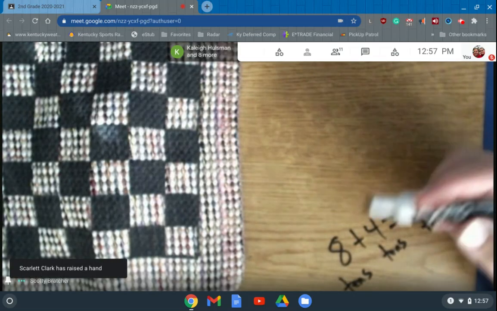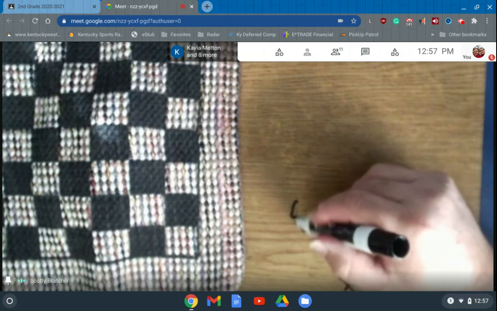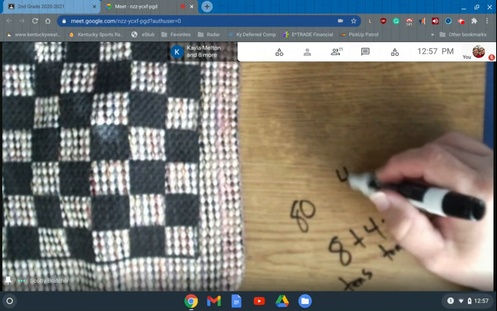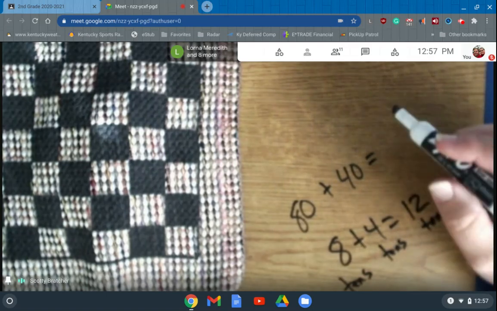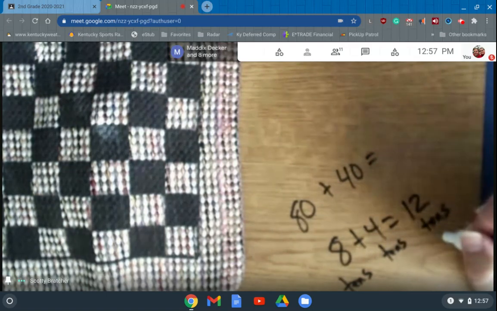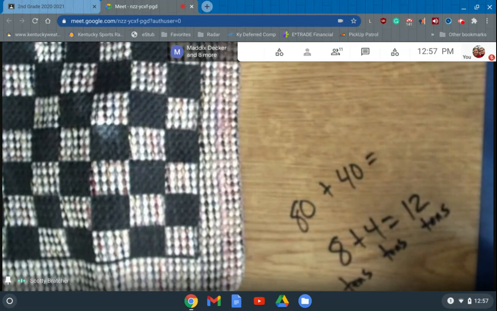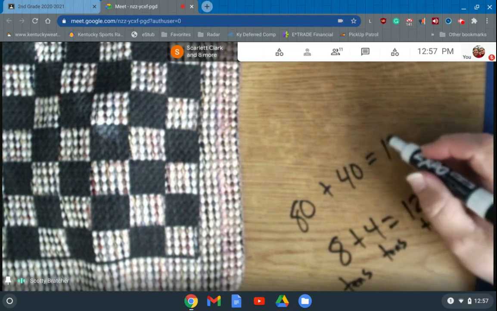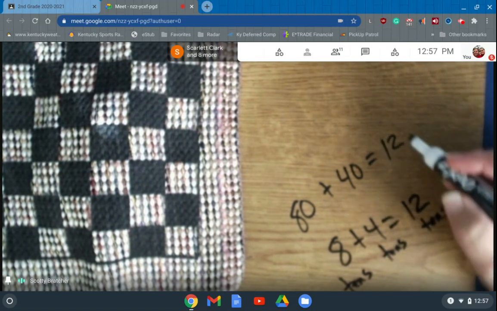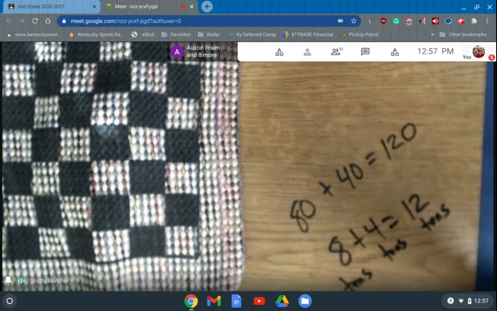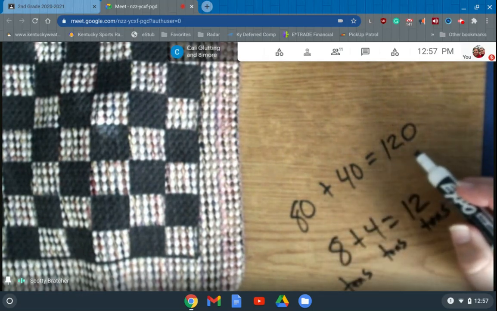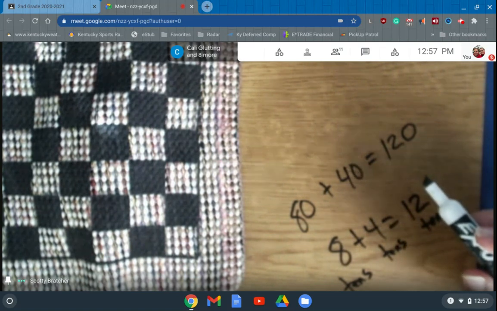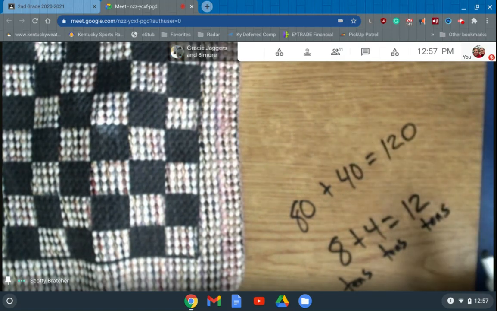So, 8 tens is 80. 4 tens is 40. And if I add them together, I get 12 tens. Oh man, that gets hard. But remember my trick. Okay? I put 12 and this word 10 turns into a 0. And it makes it easy then. So 80 plus 40 equals 120. All right. That's a great big number, isn't it?